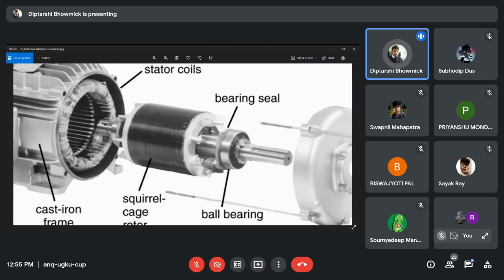And what is the driving and non-driving end? Driving end means where you have the shaft extension. So shaft extension is basically the driving end. That means from that end of the shaft you can extract the mechanical power. To that end you can connect some other machines or some other load. And at the non-driving end, normally we have the fan.